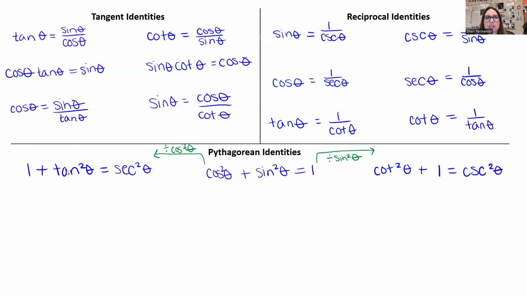What if we took tangent to this side and we subtracted it? So 1 is equal to secant minus tangent, and we have to make them all squared. So 1 is equal to secant squared theta minus tangent squared theta.